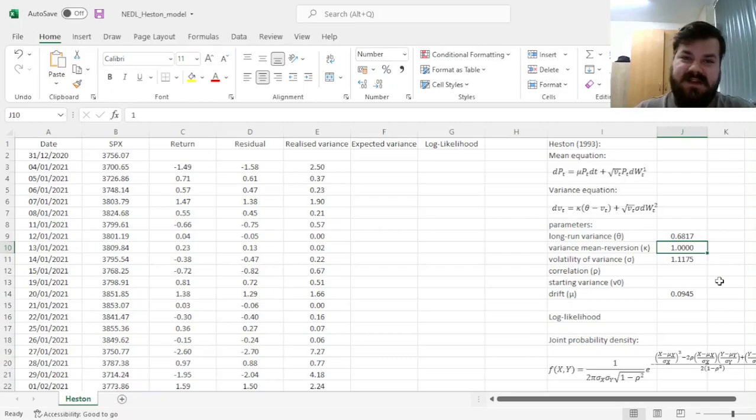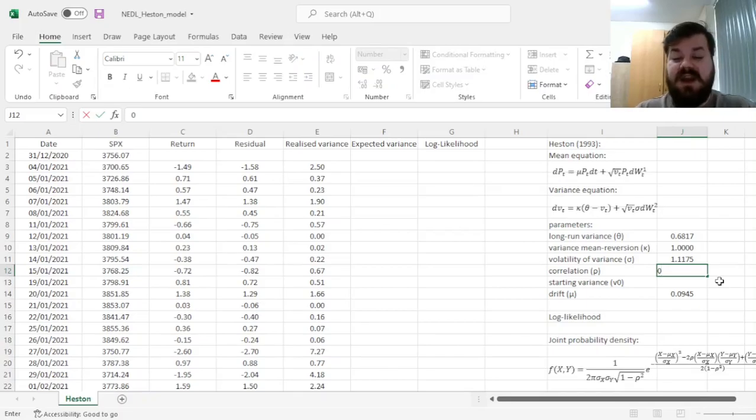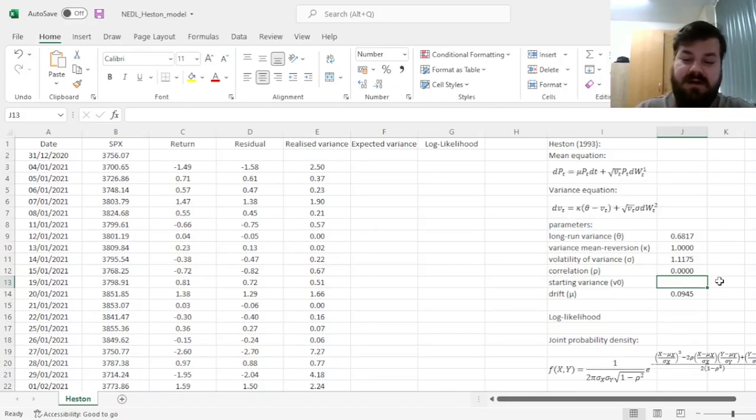And if this mean reversion is less than 1, that would imply that the mean reversion process is there, but it's not perfect. Variance relaxes back or jumps up to the long run value in several trading days or even maybe weeks. This is what this parameter represents. Then we start with the specification where we assume mean and variance shocks are independent, so correlation of 0. And we plug in the starting variance of the same value as the long run variance, so 0.6817. And this is the baseline specification, which will calculate the log likelihood using the joint probability density.